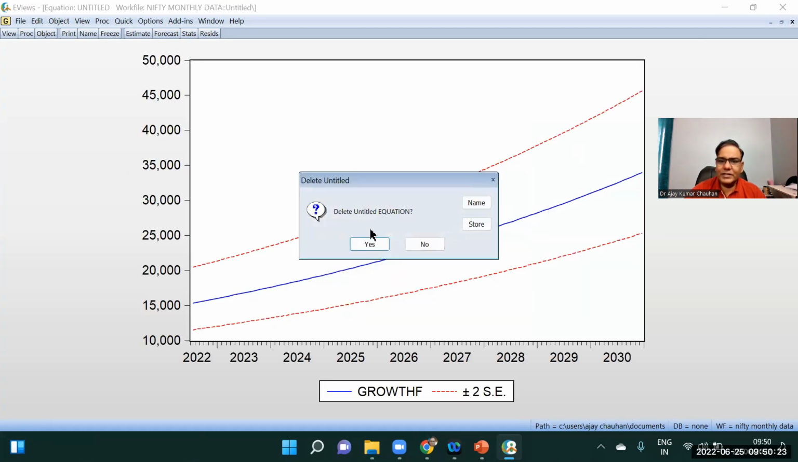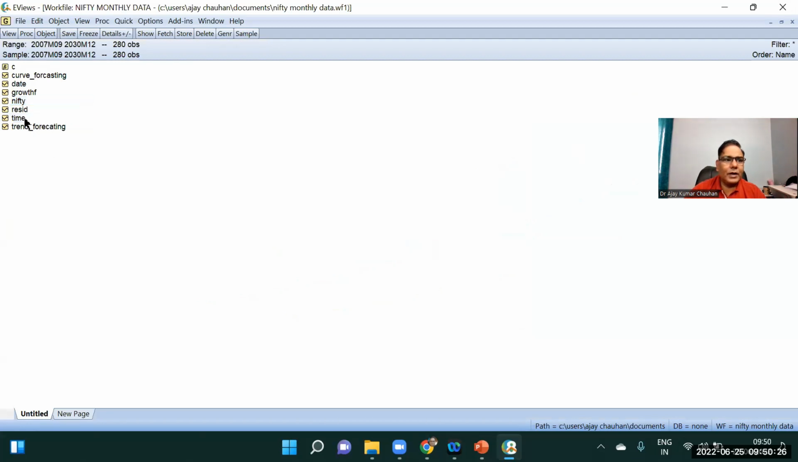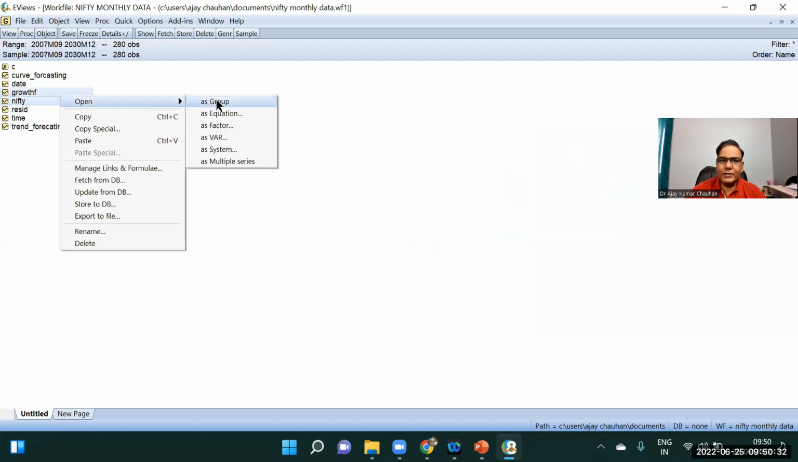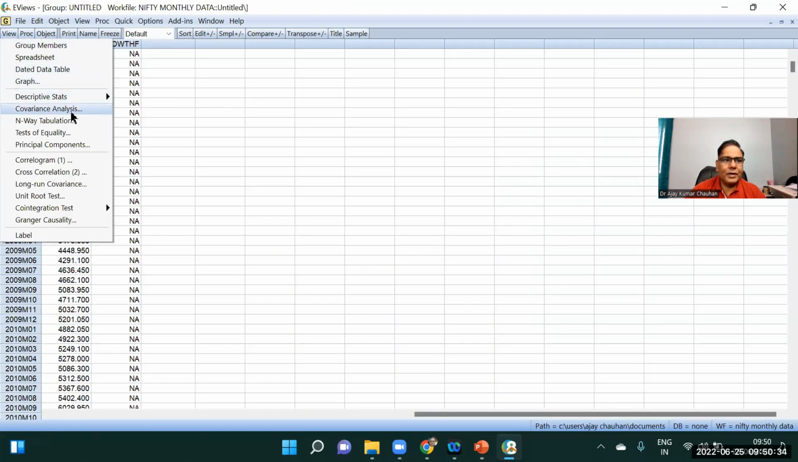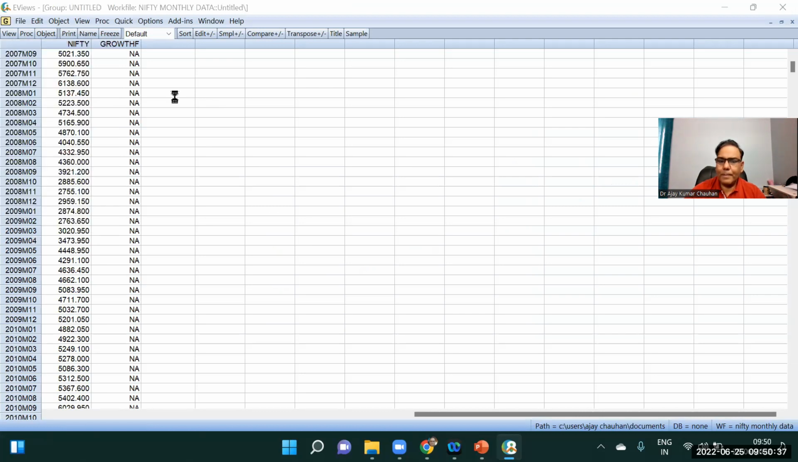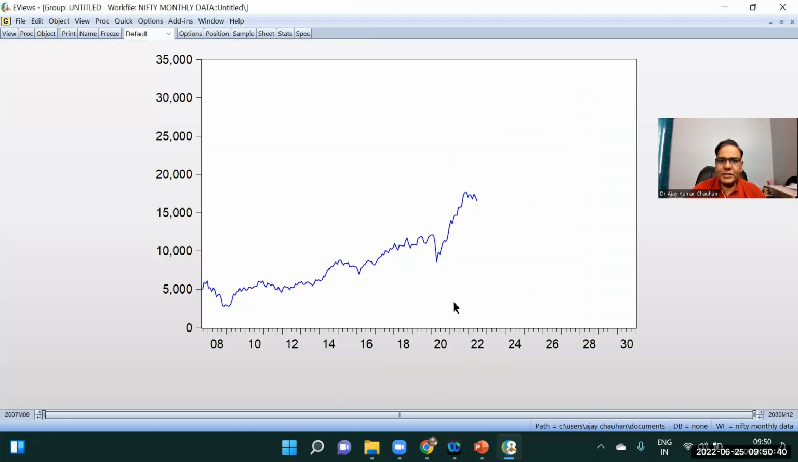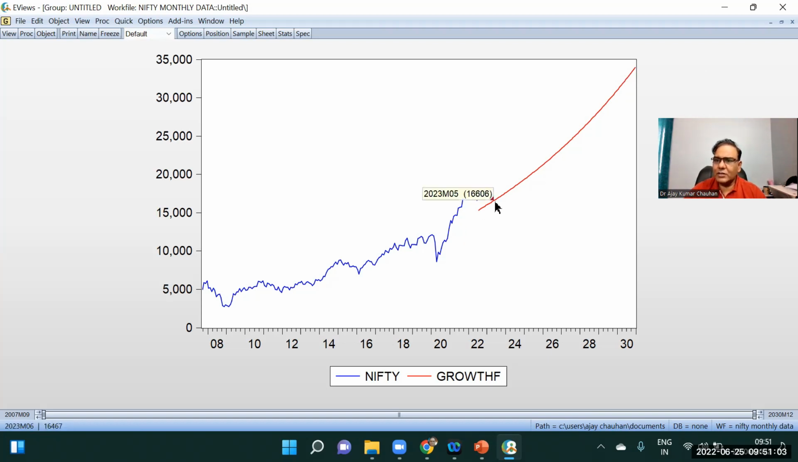So let's see the picture in graph, Nifty and growth. You can open both the series and make the graph. You can see that if Nifty will keep the 9% growth rate, or 0.78% growth rate monthly, the Nifty will move like this. So it is approximately, it will be 35,000 in the next 8 years. And the Nifty will continue its growth rate as in the last 25 years.